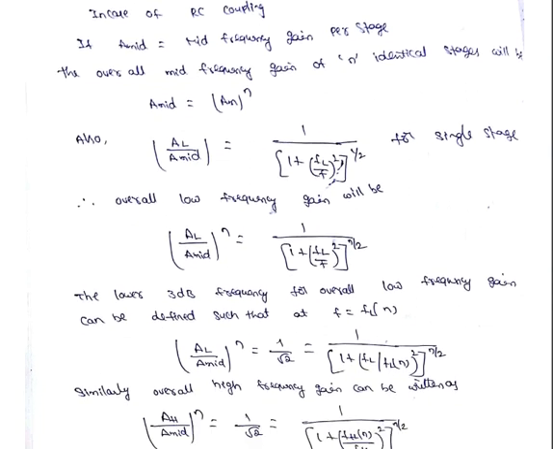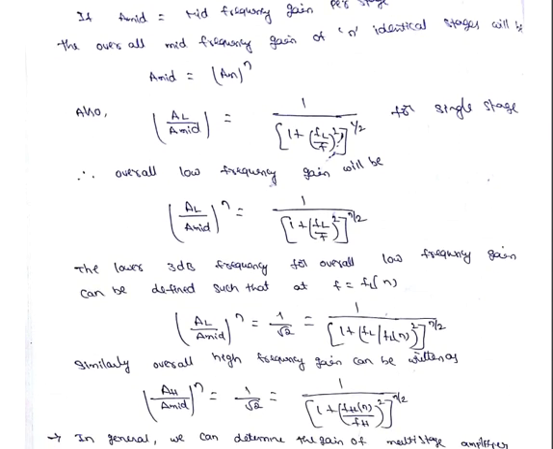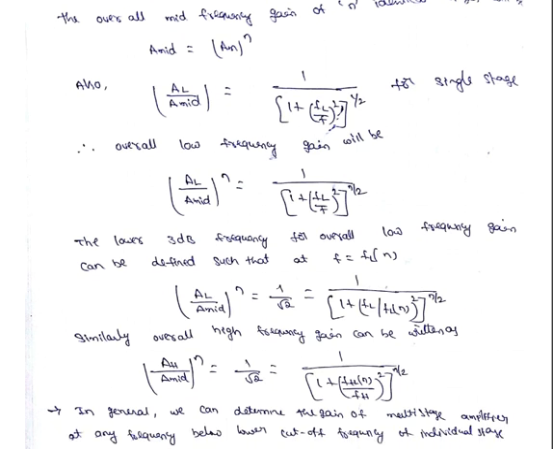The lower 3 dB frequency for the overall low frequency gain can be defined such that F is equal to FL of n. So by substituting F equal to FL of n, this is the expression. Similarly, the overall high frequency gain can be written like this, with FH of n by FH whole square to the power n by 2.